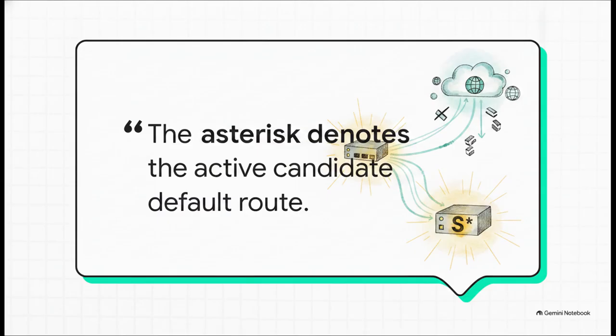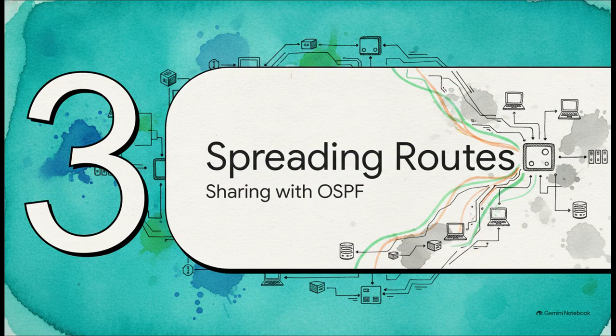There's a key quote from the text that you absolutely have to drill into your memory. The asterisk denotes the active candidate default route. It turns out, seeing that asterisk is your ultimate visual proof that the default route is actively installed. If you look and only see an S without that little asterisk, any packets bound for the internet are simply going to drop.